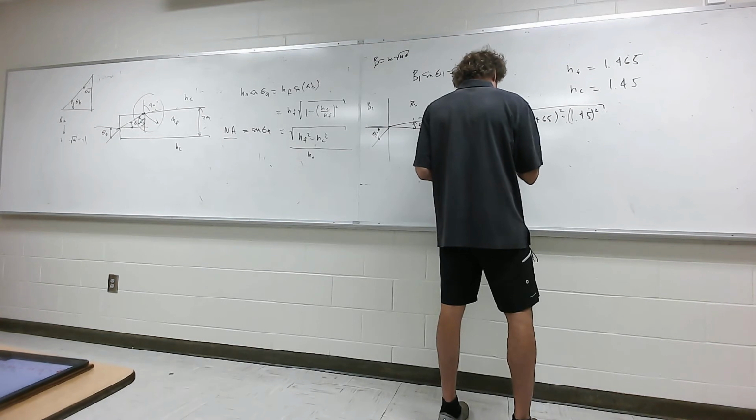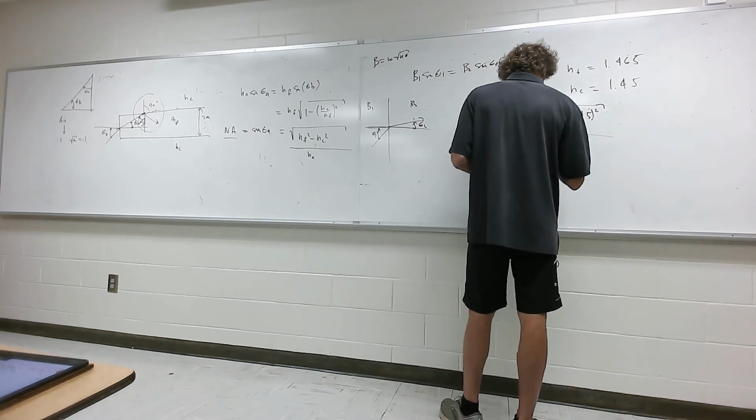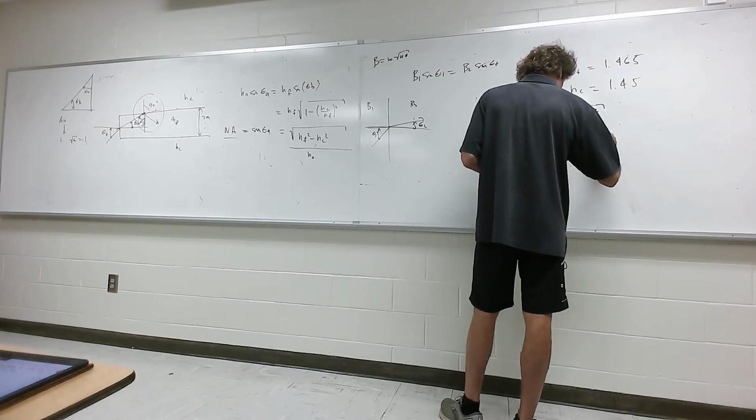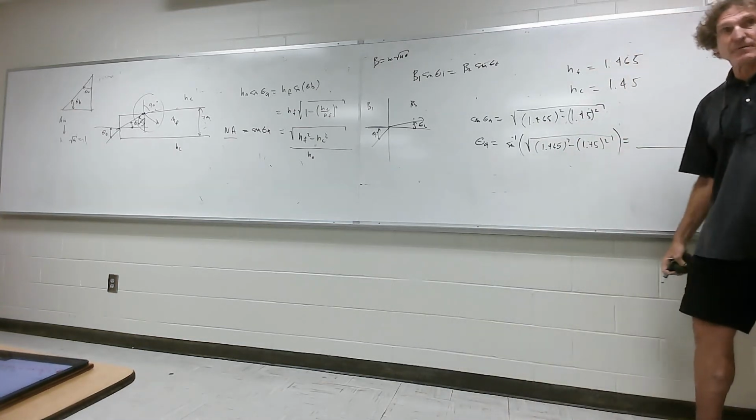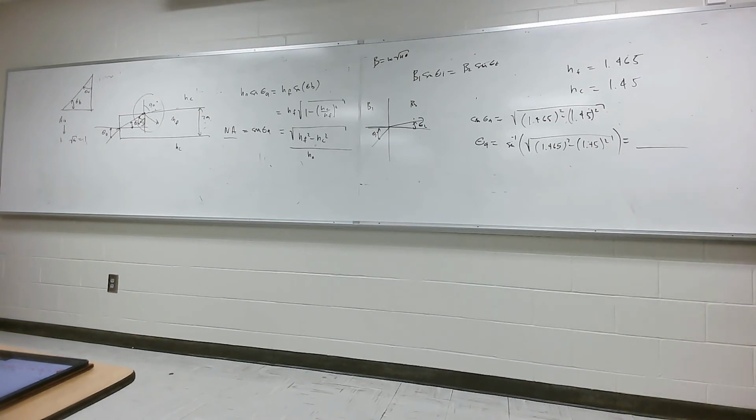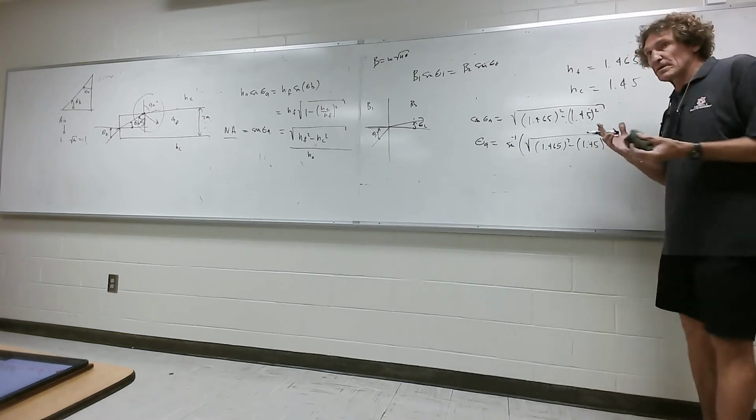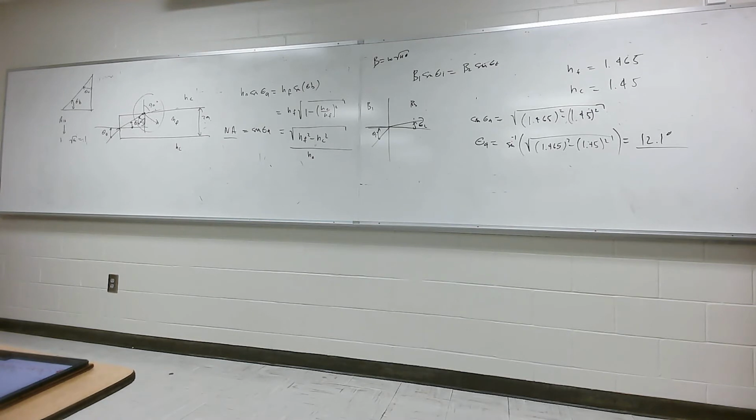Well, it's going to be inverse sine of the square root of 1.465 squared minus 1.45 squared. I'm sure Dr. Whitmer's book has this, but tell me what that is. Anyway, you're going to find it's pretty small. 12.1 degrees. Anybody confirm that? It probably is. Yeah, he does. 12.1 degrees. All right, that seems like a lot of wiggle room.